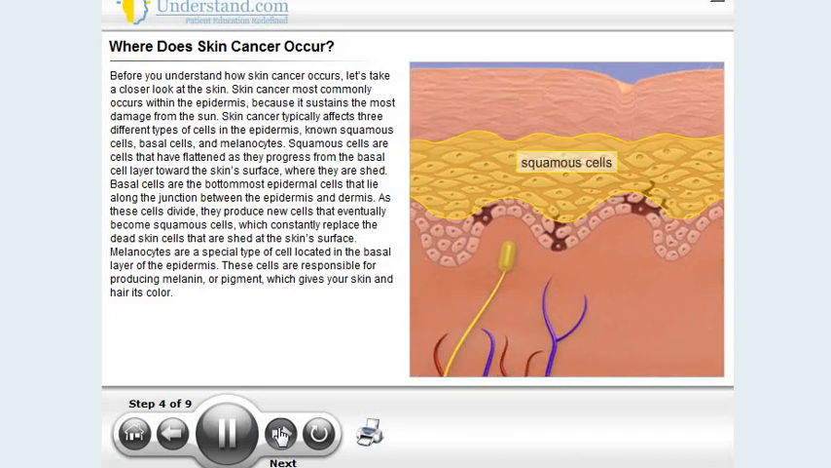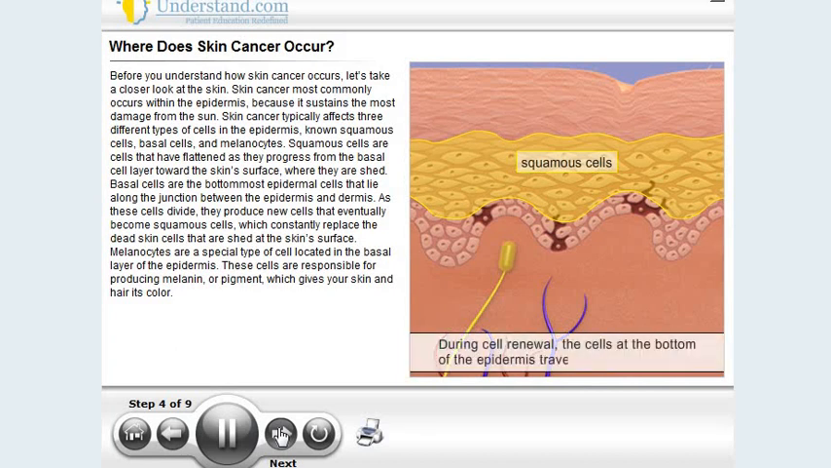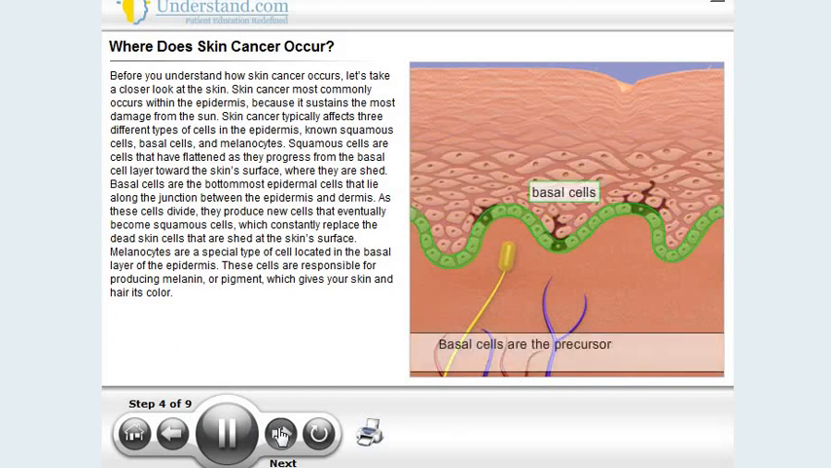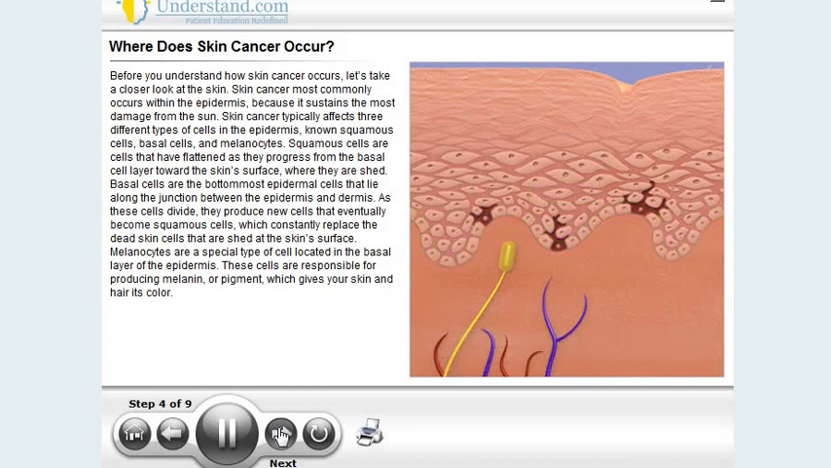Squamous cells are cells that have flattened as they progress from the basal cell layer towards the skin's surface, where they are shed. Basal cells are the bottommost epidermal cells that lie along the junction between the epidermis and dermis. As these cells divide, they produce new cells that eventually become squamous cells, which constantly replace the dead skin cells that are shed at the skin's surface.